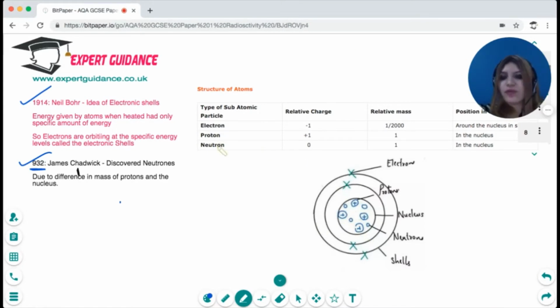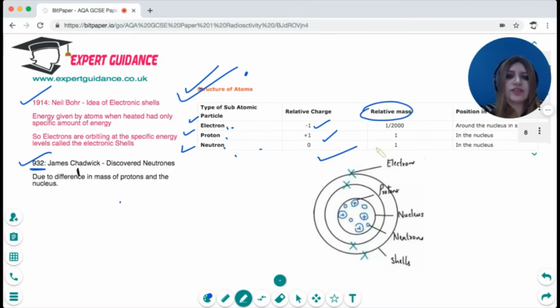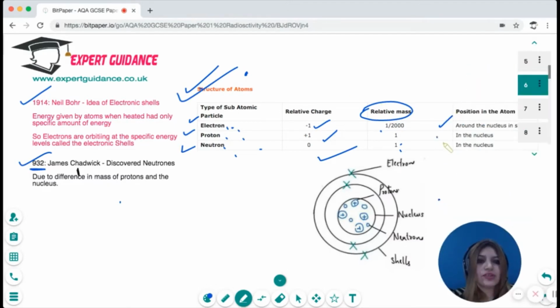So therefore, we came up with the three subatomic particles: the electrons, protons, and neutrons. This table is very important. I stress it in chemistry as well. The charge of an electron is -1, a proton is +1, and a neutron has no charge. On the other hand, the relative mass of the neutron is 1, the proton is 1, and the electron is 1 over 3000. The electrons are moving around the nucleus in shells. The protons and neutrons are in the nucleus.